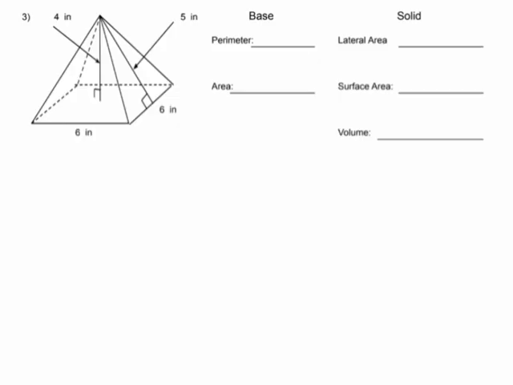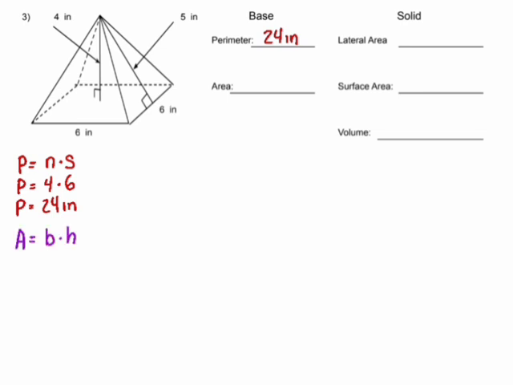Let's start with a square pyramid. Find the perimeter of the base. We need to know the number of sides and the length of the sides. There are 4 sides and the lengths are 6. 4 times 6 is 24, so we got 24 inches for the perimeter.